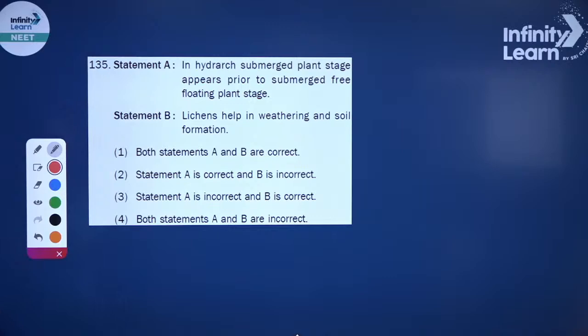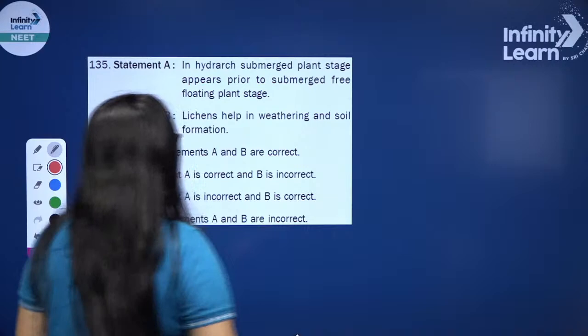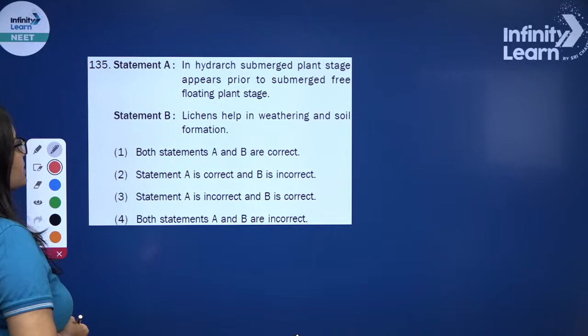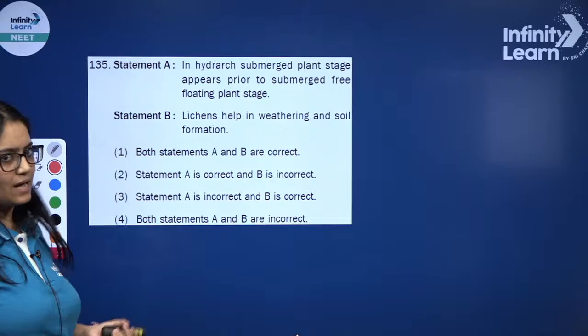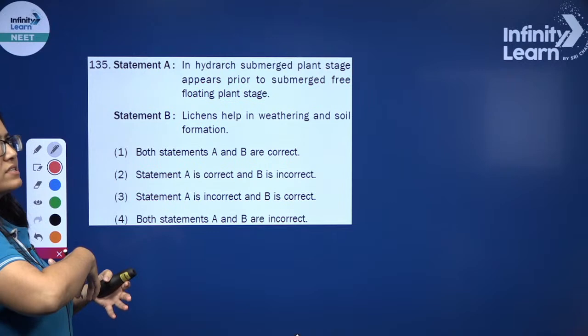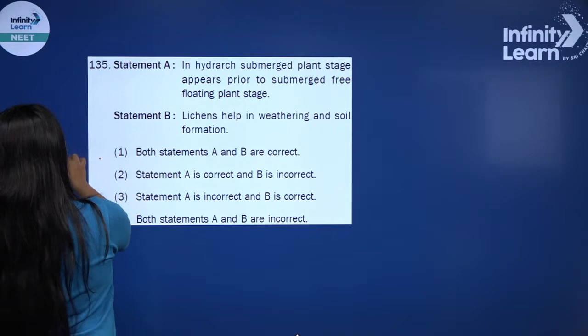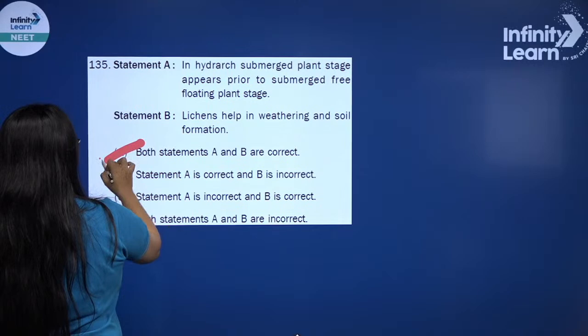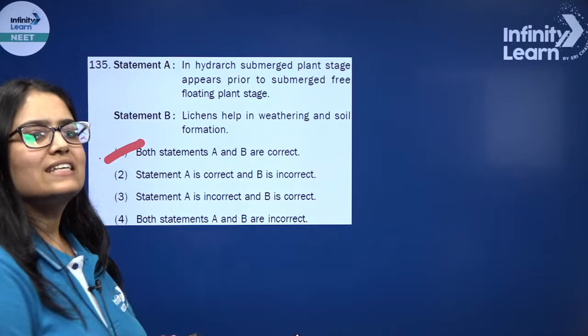In hydrarch succession, which is a type of succession that takes place in an aquatic body, my kids, the submerged plant stage appears prior to the submerged free floating plant stage. That's absolutely correct. Lichens help in weathering and soil formation. That is why they are the first to colonize whenever the succession is xerarch, or taking place on rock. So both the statements are correct over here. Okay, next. Is this clear? Okay, excellent.